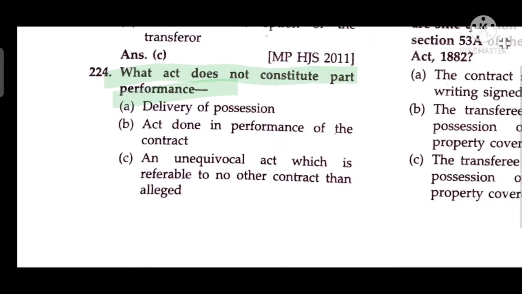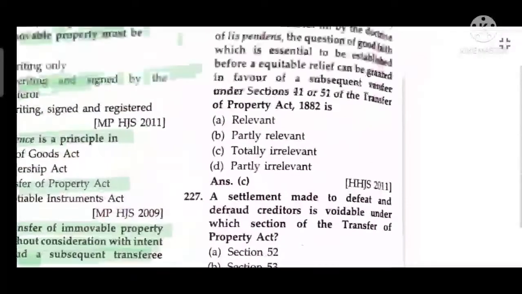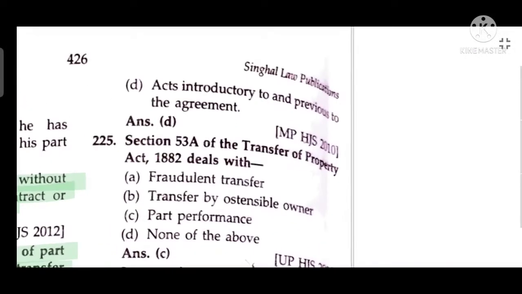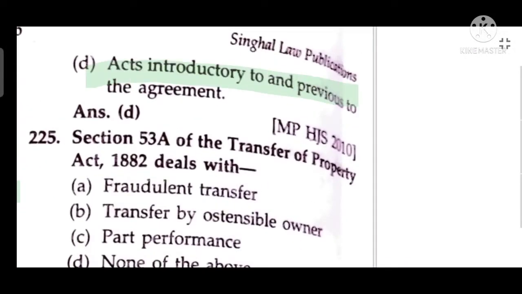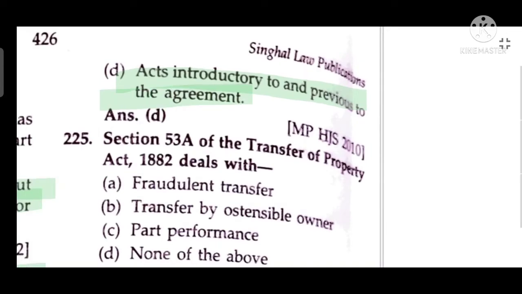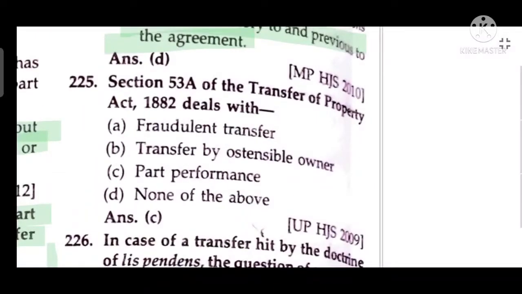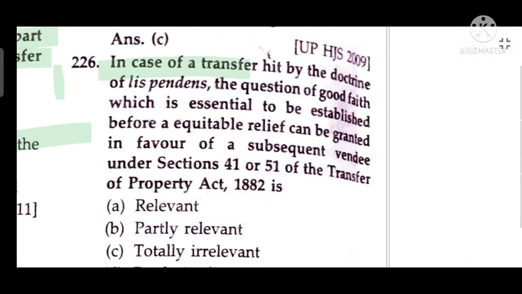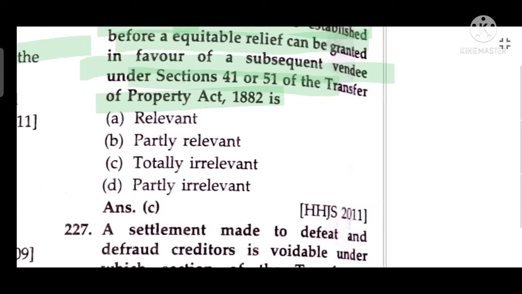What does not constitute part performance? An act introductory to or previous to an agreement. Section 53A of the TP Act deals with part performance. In a case of transfer hit by the doctrine of lis pendens, the question of good faith is essential to be established before equitable relief is granted in favour of a subsequent vendee. Sections 41 to 51 of the Transfer of Property Act 1882 are totally irrelevant.